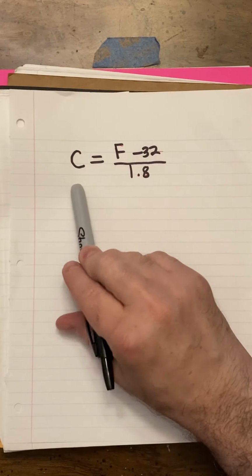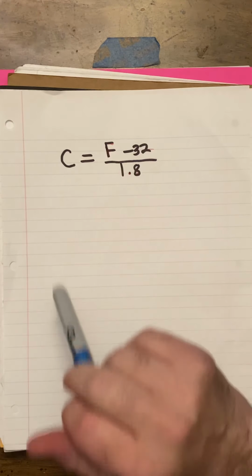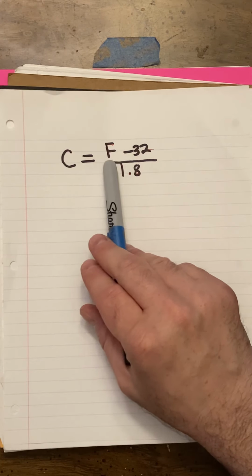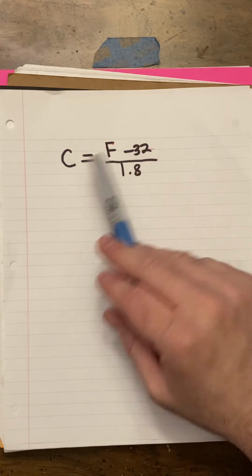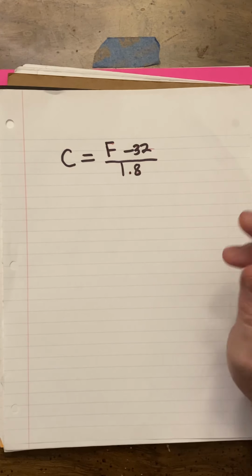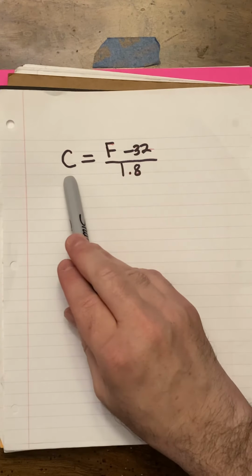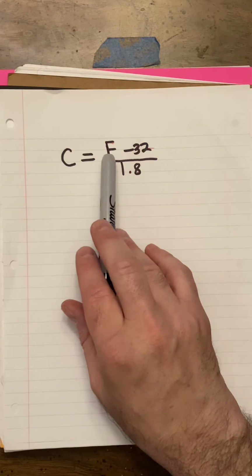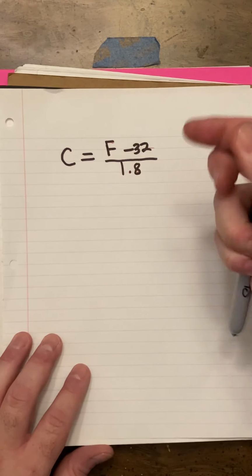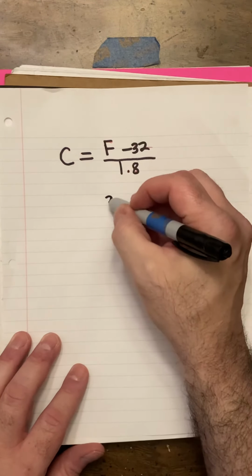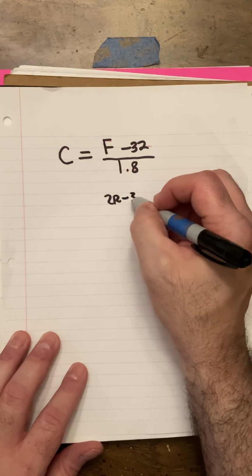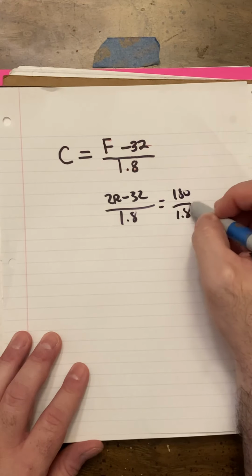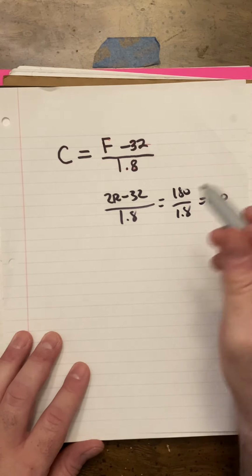Celsius is a way of measuring temperature, and so is Fahrenheit, and you can convert between Celsius and Fahrenheit. If you put in a Fahrenheit value, you'll get a Celsius value. Two conversions you probably already know: 0 degrees Celsius is 32 degrees Fahrenheit, and 100 degrees Celsius is 212 degrees Fahrenheit. Just to show you, if you put in a Fahrenheit of 212, that's 212 minus 32 over 1.8, which is 180 over 1.8, which is 100.